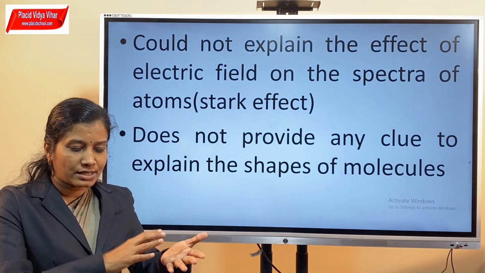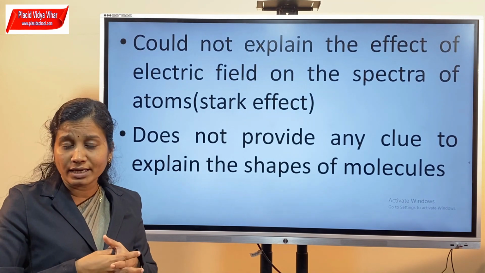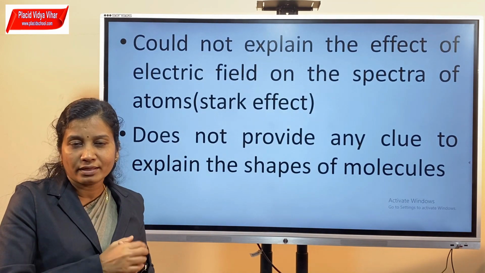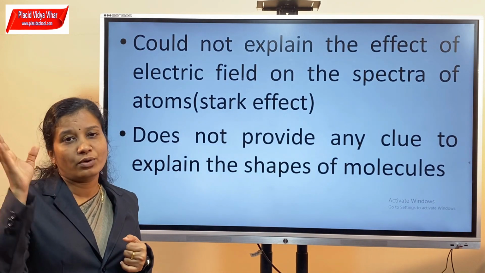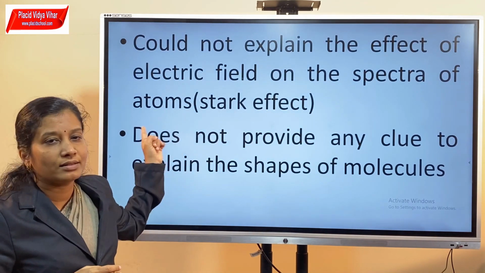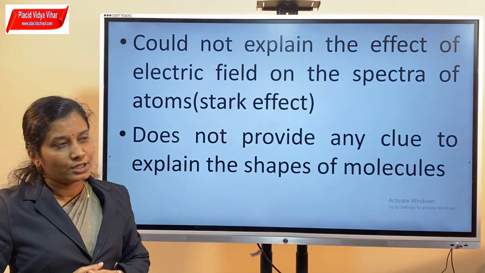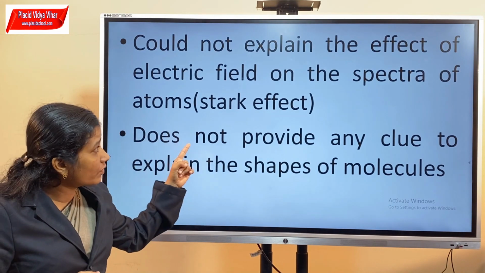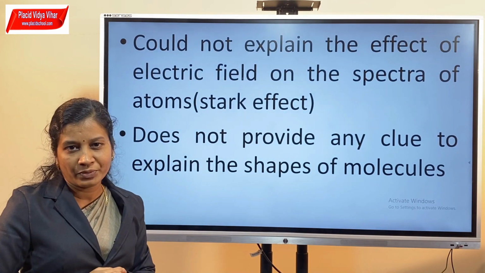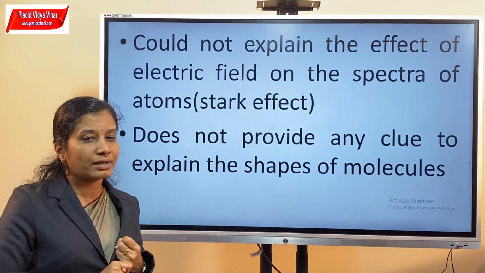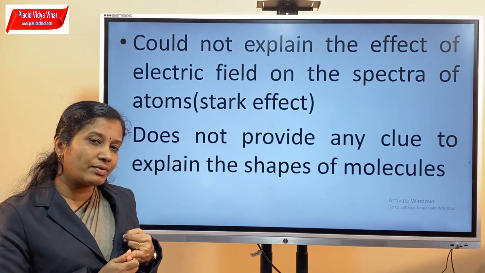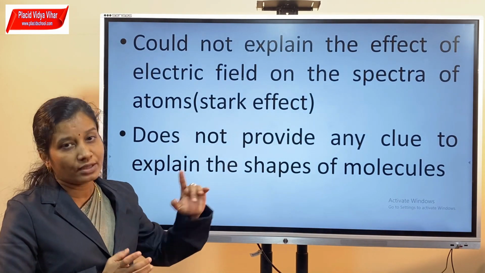Again, when the radiations are placed in the electric field, the line splits up into a number of lines. And that is called the Stark effect. So he could not explain the effect of electric field on the spectra of atoms. So in the magnetic field, it is called Zeeman effect. In the presence of electric field, it is called Stark effect.